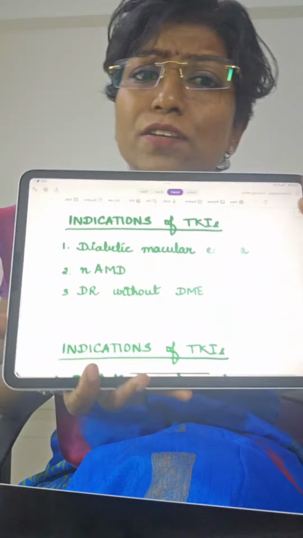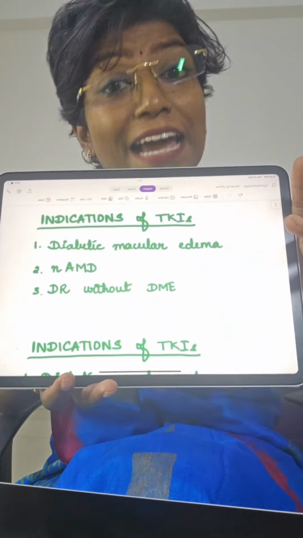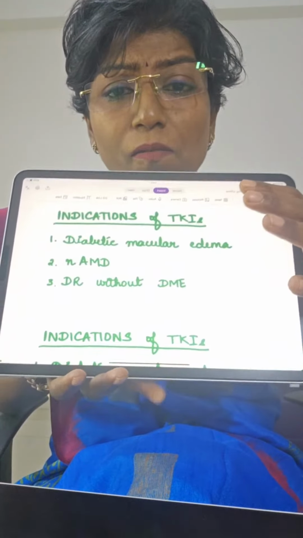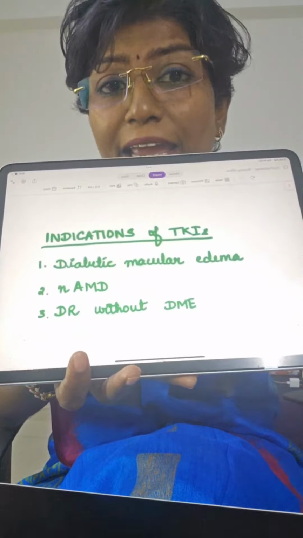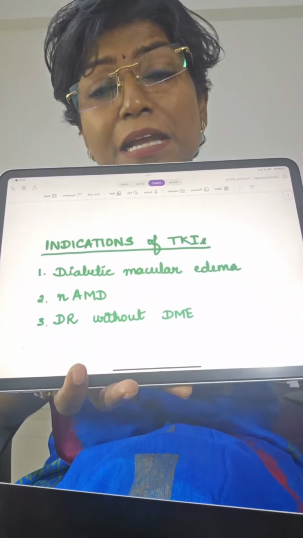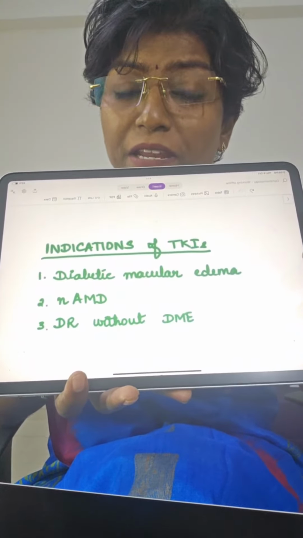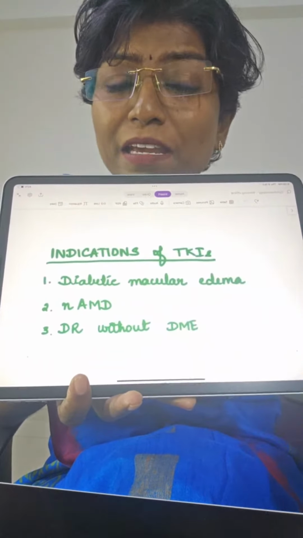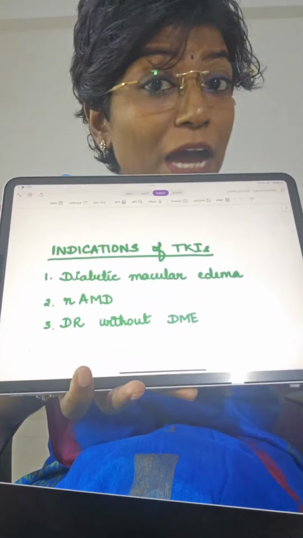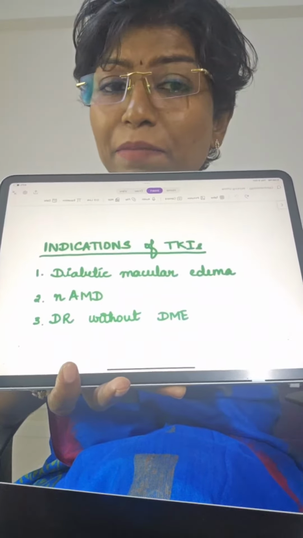Now what are the indications of tyrosine kinase inhibitors? The indications are diabetic macular edema, then neovascular ARMD, what you call as wet ARMD, but the present nomenclature is neovascular ARMD, characterized by CNVM, choroidal neovascular membrane, and also for diabetic retinopathy, both NPDR and PDR without diabetic macular edema. DME is diabetic macular edema. They've also tried in myopic CNVM as well, but these are the three standard ones. But trust me, these are all not FDA approved. Okay, these are not FDA approved.